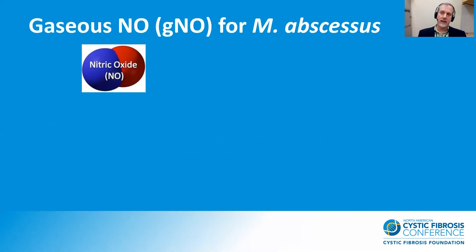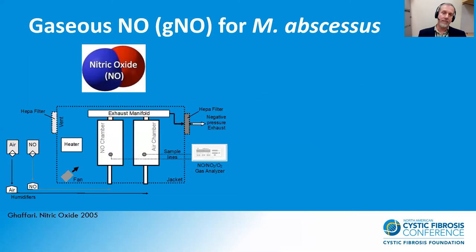And studies looking at using it in non-tuberculous mycobacteria utilized an in vitro exposure chamber, and we have one similar to this in our lab, where you can expose cultures of the organism to both regulated concentrations of nitric oxide and to room air control, and then monitor levels of nitric oxide, nitrogen dioxide, and oxygen in an atmospherically controlled outer chamber to assess the effect of gaseous nitric oxide on culture growth over time.